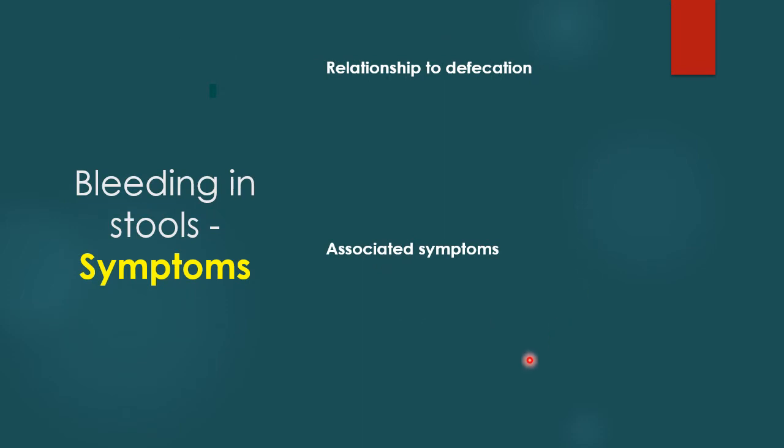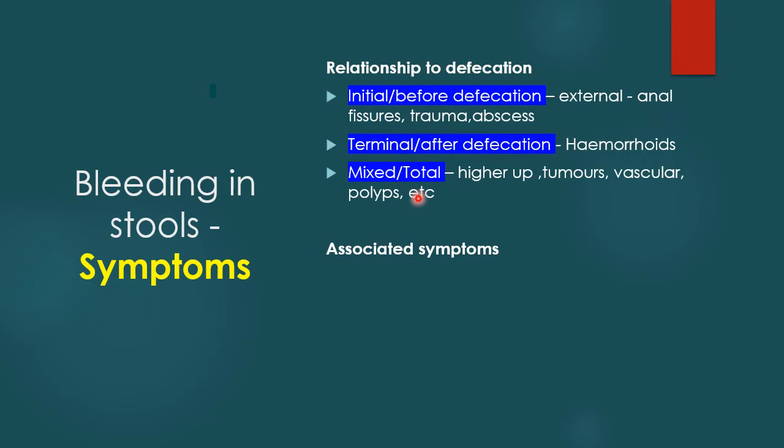What are the symptoms of bleeding in stools? It is very important to get a very clear and detailed history of the bleeding in relationship to defecation in the patient. Is it initial, or before defecation? If that is so, then the causes are usually external, like anal fissures, trauma, abscesses, and fistula in ano. At times, the bleeding can be terminal, that is after defecation, and this is classically seen in bleeding hemorrhoids.